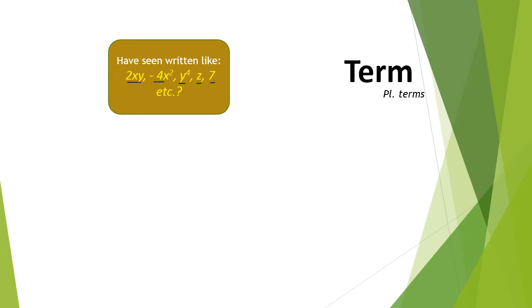Now if you have seen this, then that's what a term is. In plural they are terms. Now these are terms. 2xy is a single term. Minus 4x square is a single term. Y to the power 4 is a single term. Z is a single term. 7 is also a term, etc. They are all terms.